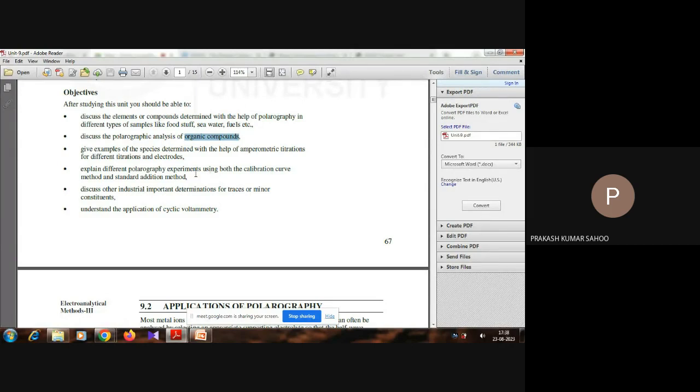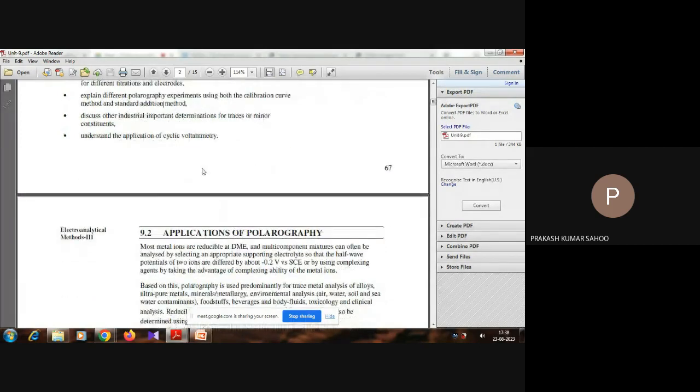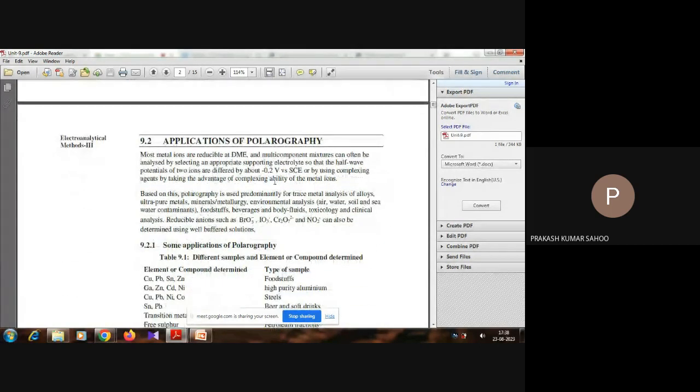We have two methods in polarography experiment, that is calibration curve method, which is the calibration with respect to one standard sample, and the second part is your standard addition method. Then we have other industrial importance, determination of traces or minor constituents, and then at the end will be cyclic voltammetry application. Then the first one is the application of polarography.